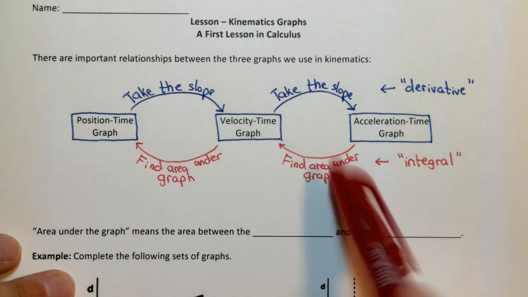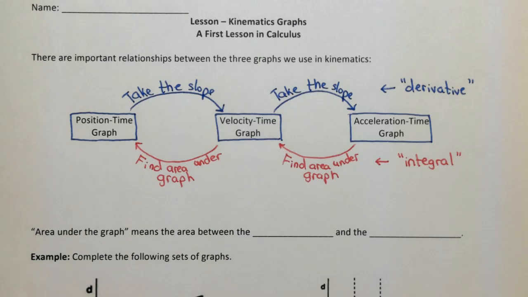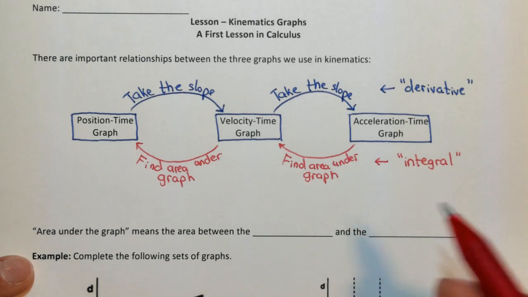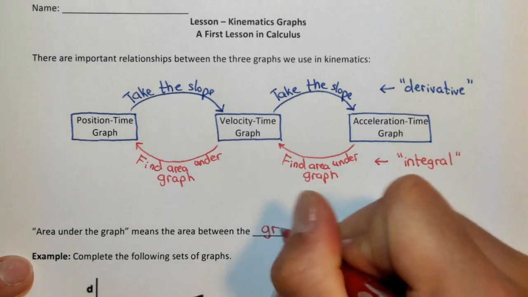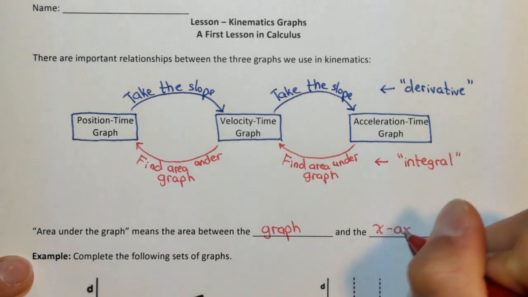This idea of the area under a graph is a bit weird. It's not obvious to students, when they see that phrase, what it means. So I'll clarify it a little bit here, then we'll do an example on the next page. Area under the graph means the area between the graph and the x-axis.